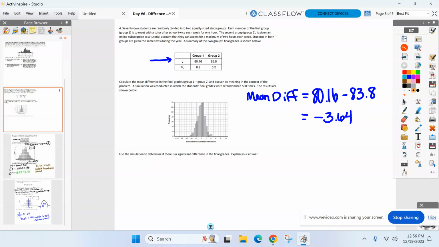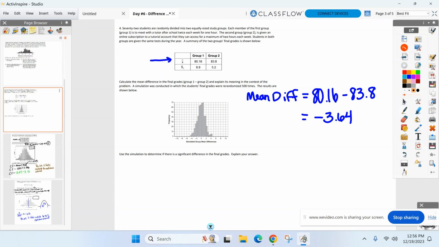Okay, what's that mean to us? Because then it says, and explain its meaning in the context of the problem. Somebody in their own words. Gabby, go for it. Let's roll. On average, group 1 had a less, 3.6 less than group 2. Yeah, points, right? We want to make sure we say points on the test. Or you can reverse what Gabby said and say on average group 2 scored 3.64 points higher than group 1. Okay? Good, Gabby. Good job.